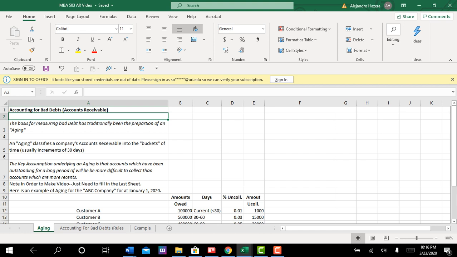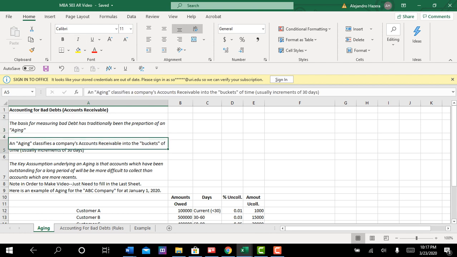Okay, so what I'm going to do here is go over the concept of an aging. And aging, it's an age-old tool. It's a very old tool that companies have traditionally used in order to estimate the percentage of their accounts receivable they will not collect. Okay, so let's go over a few things first of all. First, this is just what I said. A basis for measuring bad debt has traditionally been the preparation of an aging. Okay, and here's an aging.